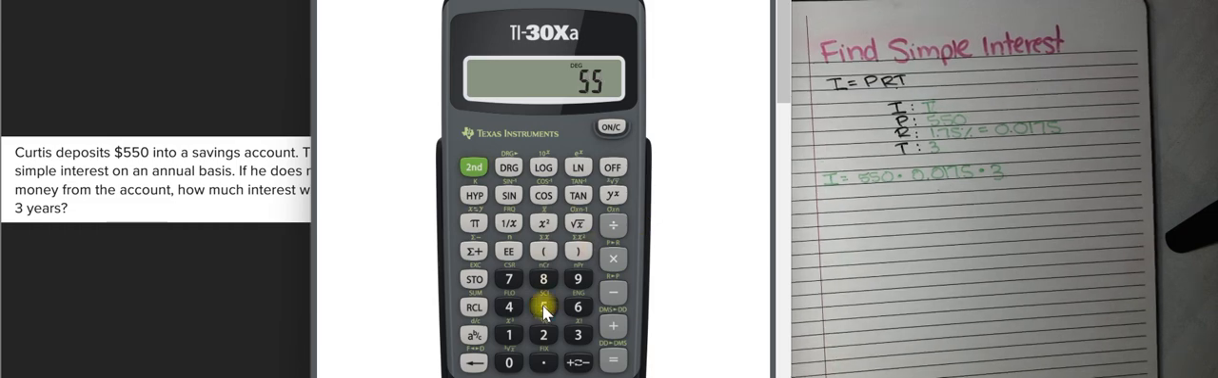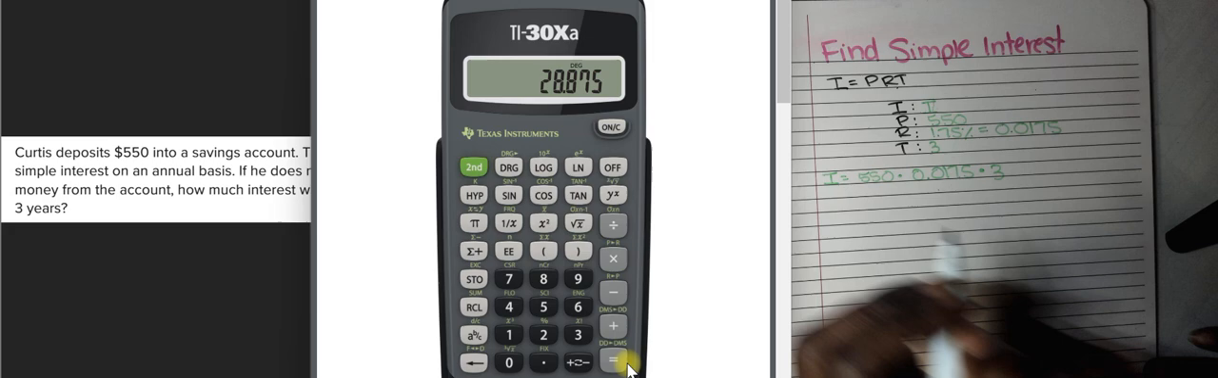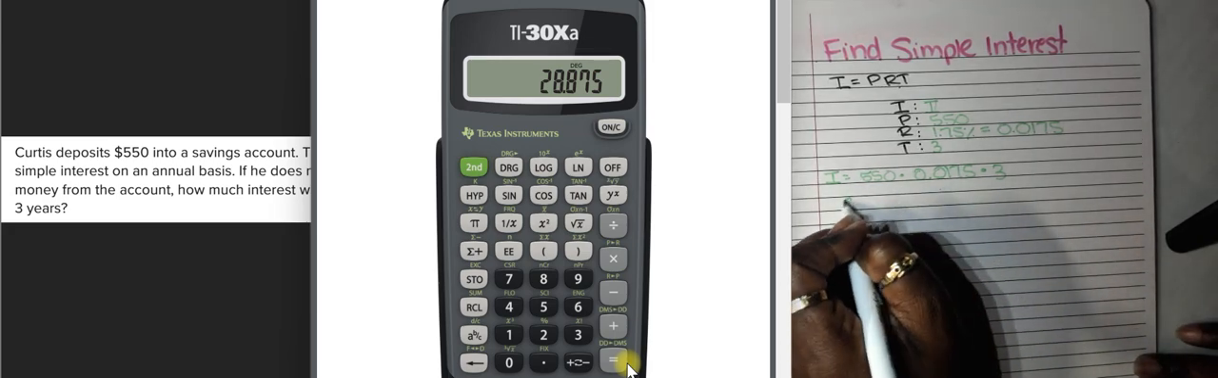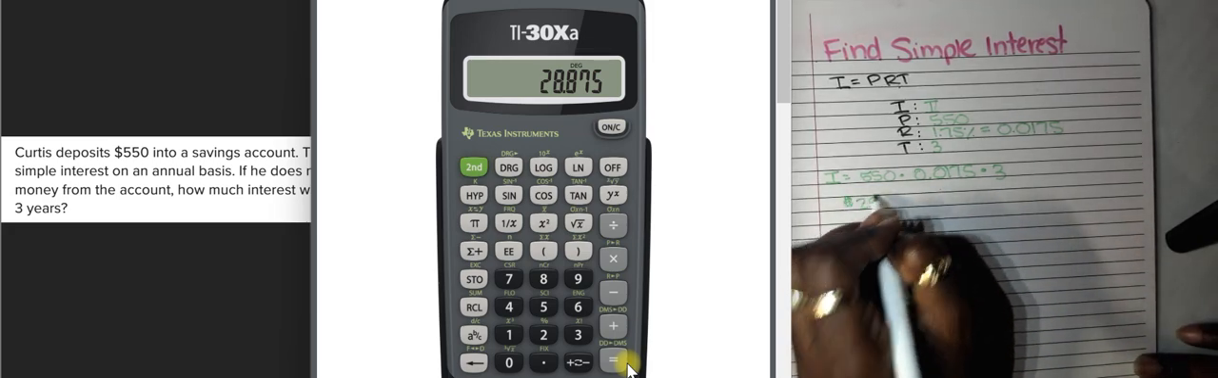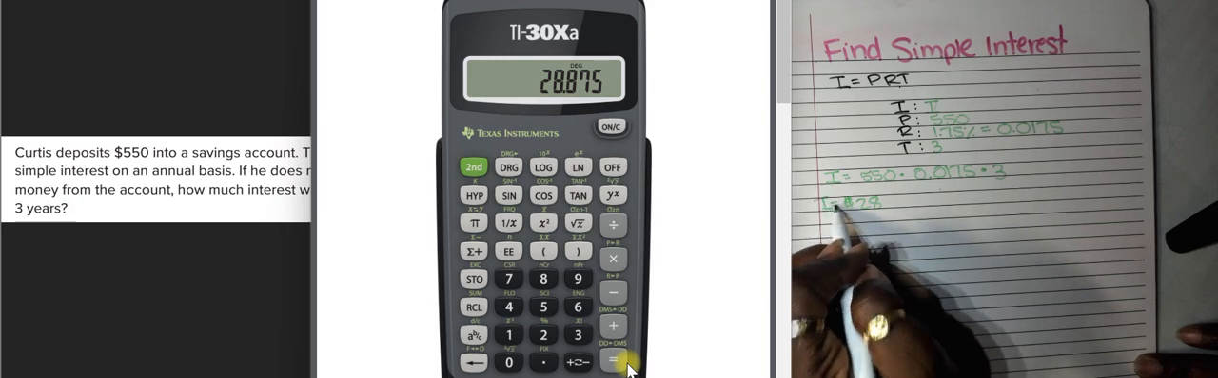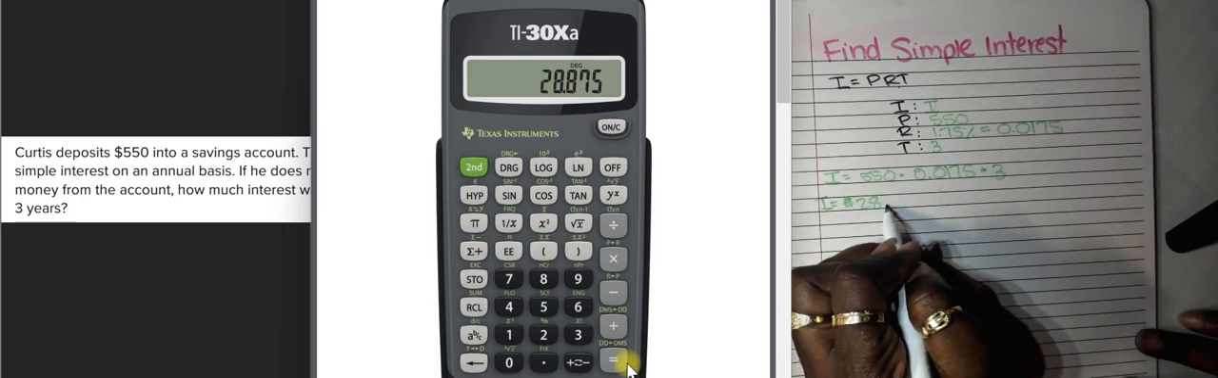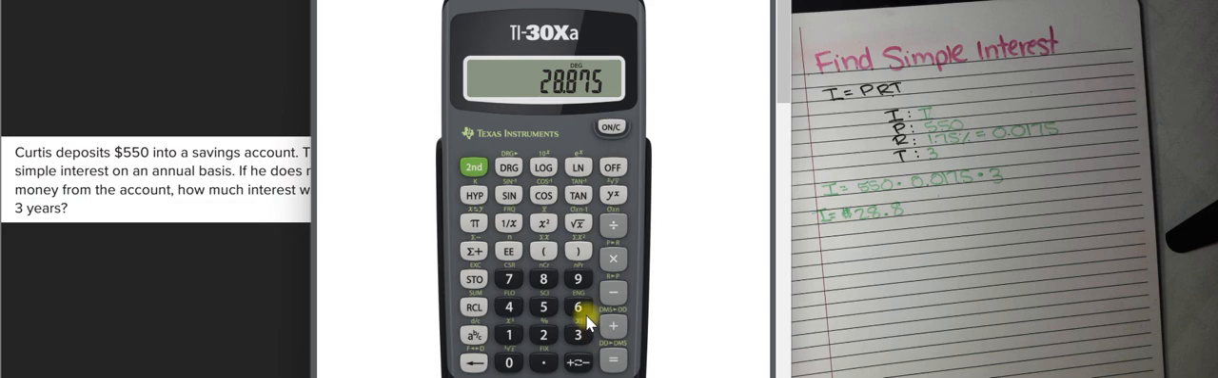So 550 times 0.0175 times 3 gives me 28.8. So I is equal to 28.8.